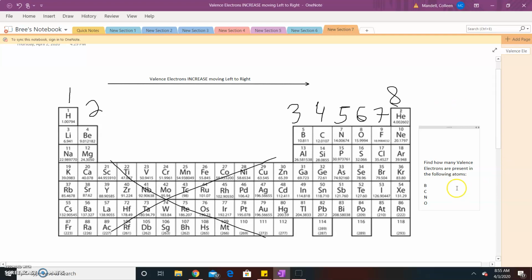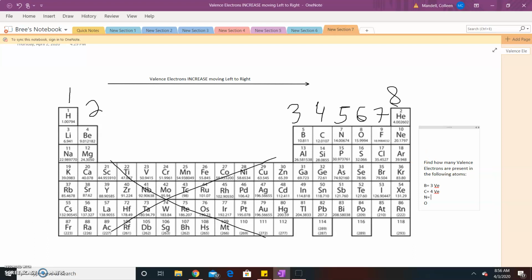So looking at this, find how many valence electrons are present in the following atoms. B, well, let's look for B on the periodic table. There it is, right there. I see it's in this column right here that has 3 valence electrons. So 3 VE for valence electrons. Carbon is next. Let's find carbon. It's going to be right here. I notice that carbon is in this column that has a 4 on top of it, so that means everything in this column has 4 valence electrons. So carbon must have 4 valence.